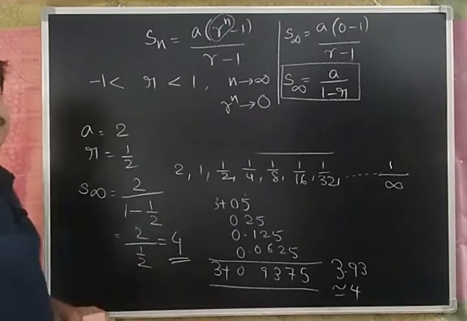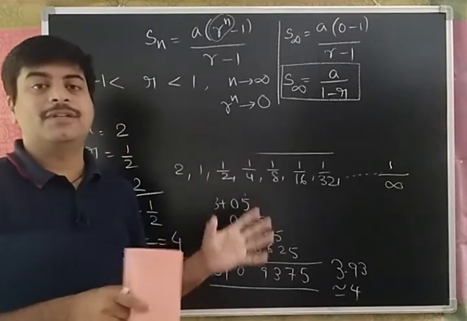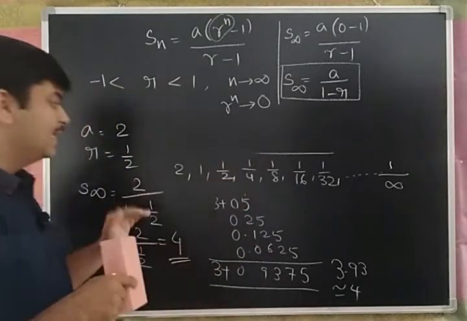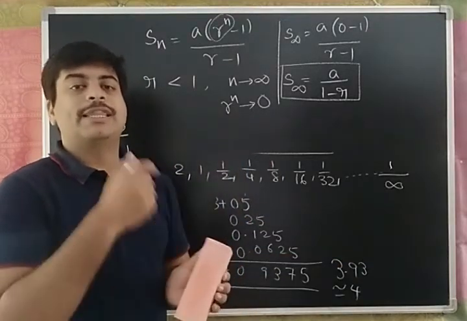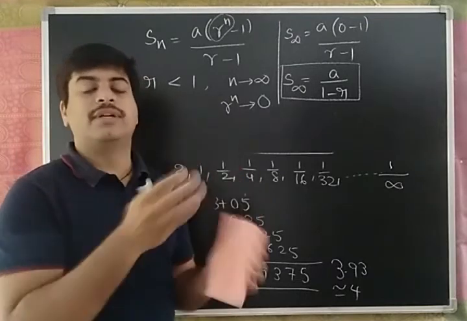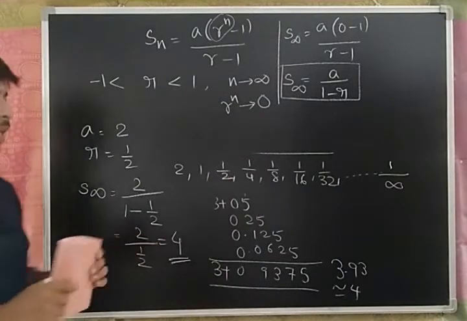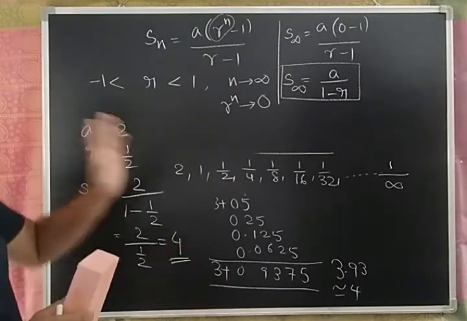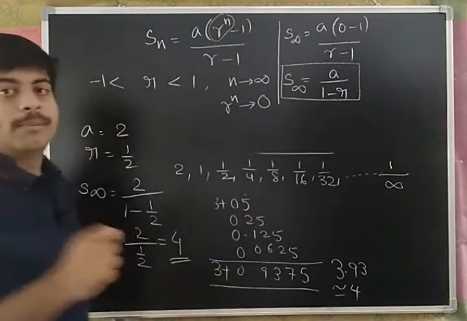So you can ask me, sir, is the sum to infinity exactly equal to 4? No. It is not exactly equal to 4 because it is going till infinity. So the answer will be 3.9999999 and so on. It goes on forever and forever, but it will never reach 4. We approximate that value to 4. So the formula for infinite terms, S infinity is equal to a by 1 minus r.